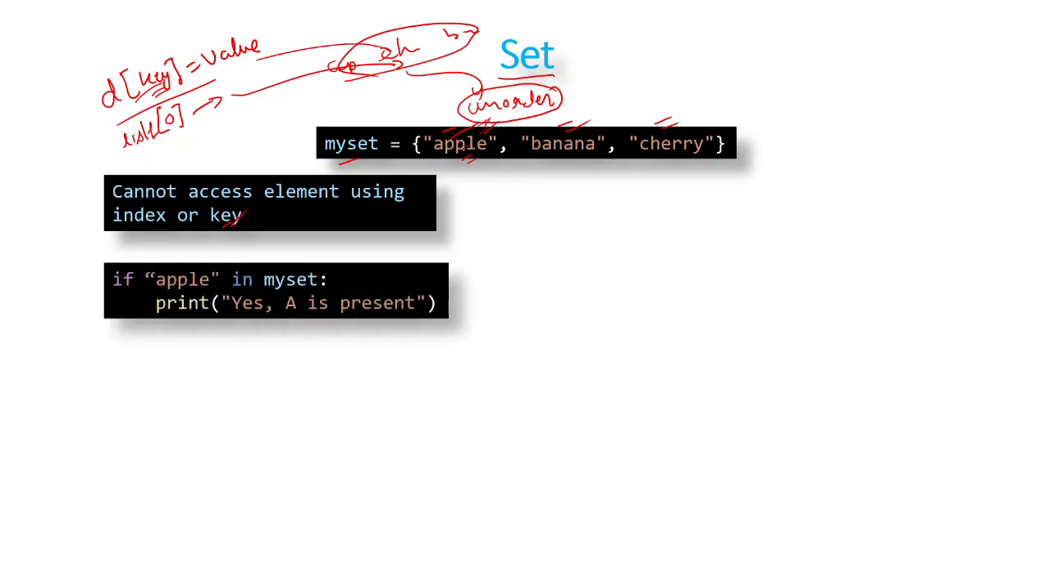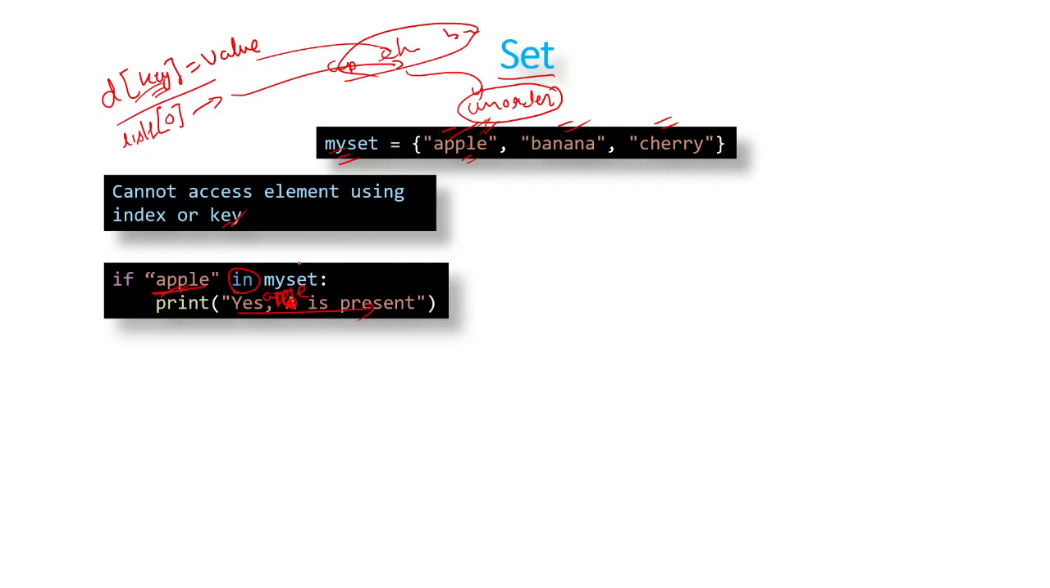If you want, you can access them by using a for loop. I'll show you how. But we can search inside the set using the in operator, as we used to do with lists, tuples, dictionaries, and other types. So we can do apple in my set, and it will go inside my set and search whether this apple is there or not. If it is there, it will return true, and you can print it here.